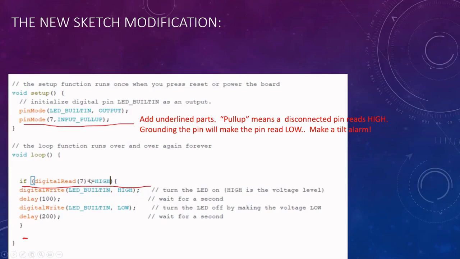And a regular comparison, meaning 2 equal signs. If digital read on 7 means high, then would be the curly open brackets. Do all this stuff that we had done before, and then close that if statement with the curly brackets at the very end. If you get some kind of error, it might be because you forgot a semicolon or something.